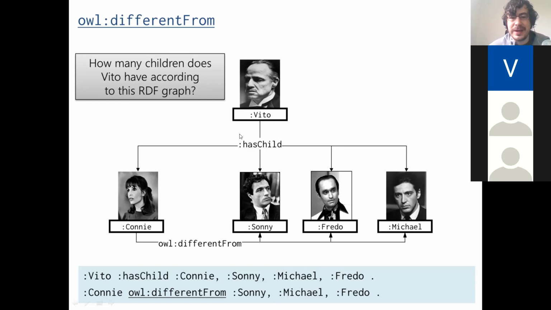In OWL, we'll see features later for counting things. In general, it's not so common to use different from explicitly. Often different from will be entailed or inferred from other definitions that we give, and we'll see examples of that later. So here we know that Vito has at least two children.